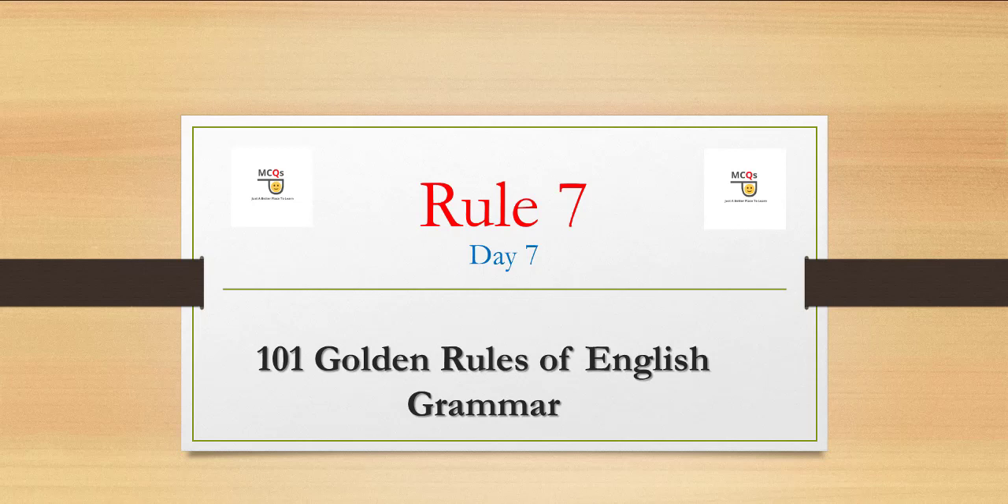As you know, we have started this series of 101 Golden Rules of English Grammar. Students who are going to appear in PMS, PCS, CSS and other competitive exams must watch this video because this series may secure their 10 cash marks for grammatical errors. Today we have brought rule number 7 for you. If you haven't watched previous rules, then click the I symbol in the right corner of this video.